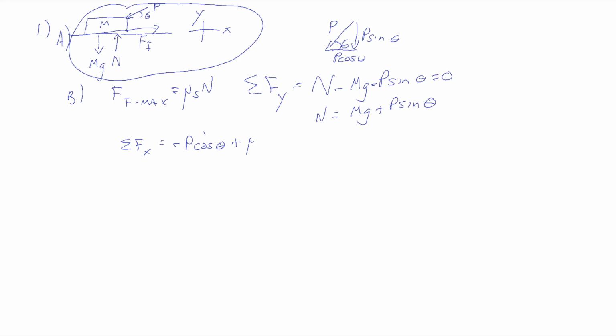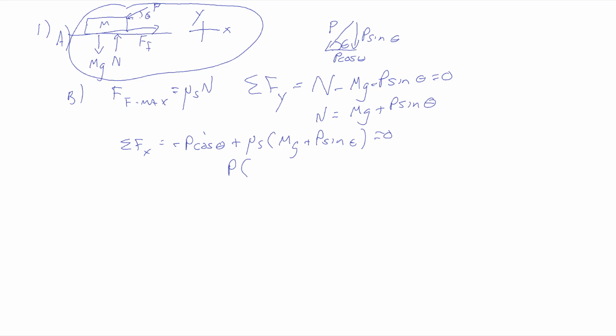That's mu s times the normal force. We already know the normal force is mg plus P sine theta. And those sum to 0 if the book isn't moving or isn't quite moving. Now this equation, since we're after P as a function of all the other terms, I can just isolate P on one side of my equation. So let's just do that on the left side.